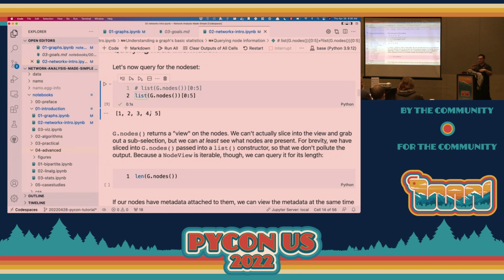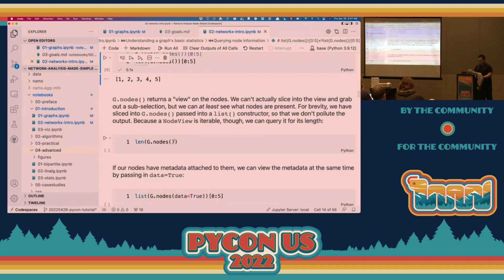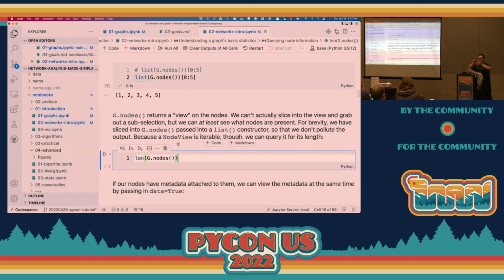How are we doing so far? So far, so good? Feeling okay? Shouldn't be too difficult up to this point, with maybe the exception of you can't slice into G.nodes, right? That's the only sort of gotcha that makes sense once you think again about the definition of the node set rather than a node list, okay?